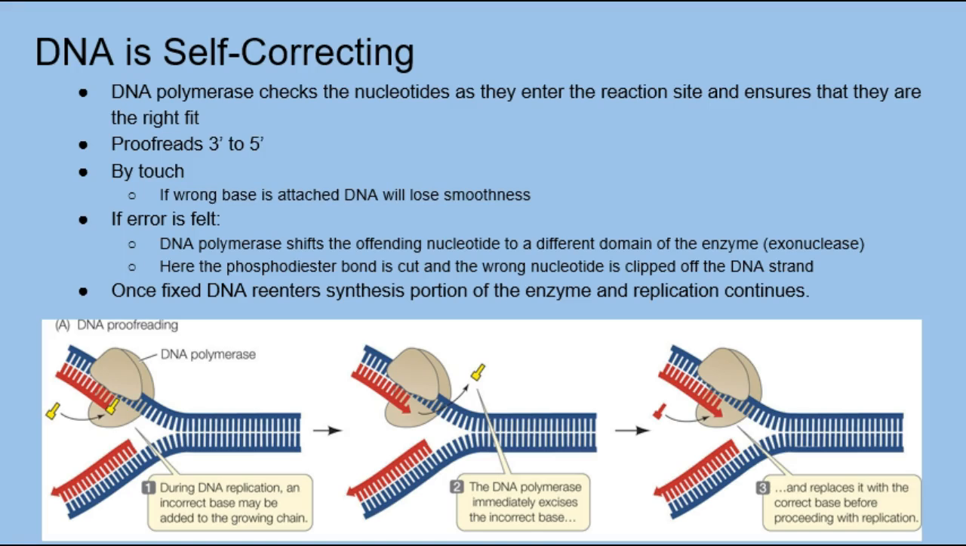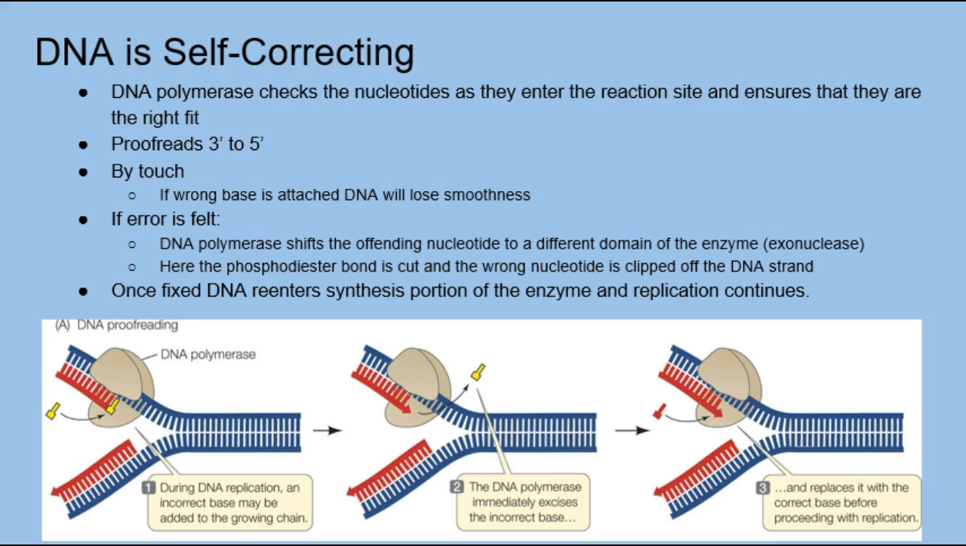DNA itself is self-correcting. DNA polymerase checks the nucleotides as they enter the reaction site and ensures that they are the right fit. DNA polymerase proofreads 3' to 5', and it's done by touch. So if the wrong base is attached, DNA will lose its smoothness, and the error is felt.